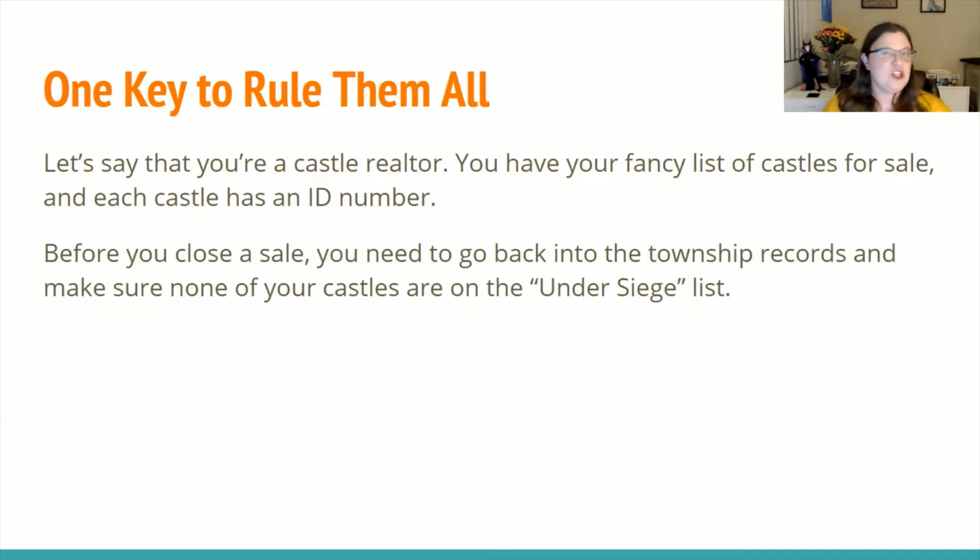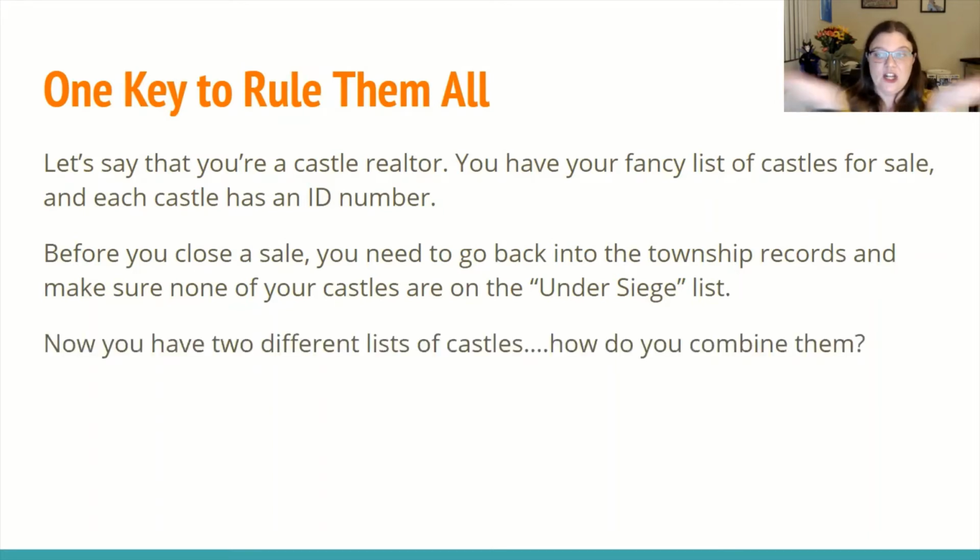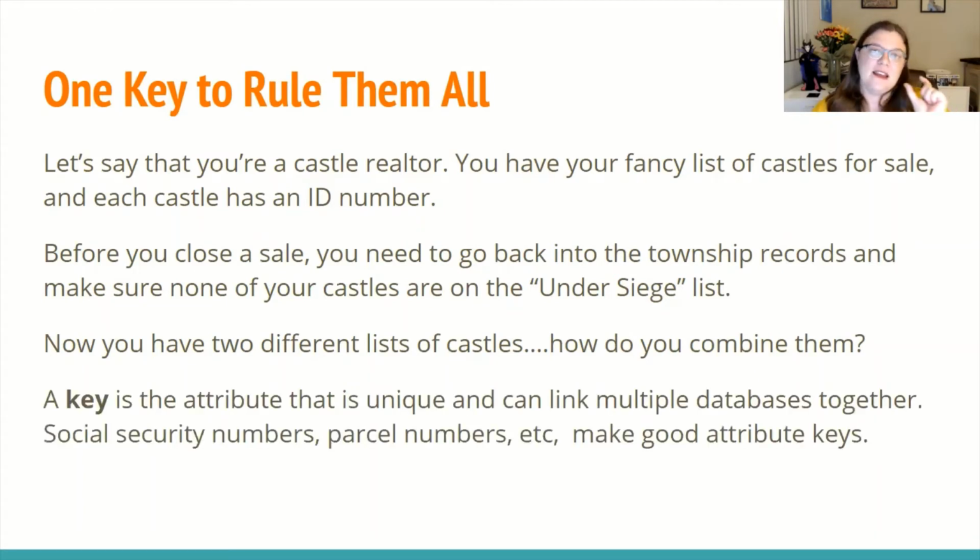So now you have 2 different lists: your list of castles for sale, and the list of castles under siege in your township. How do you get those 2 to communicate? Let's pretend they're both really big, giant files, so you don't want to flip through each one. This is where a key comes in. As you saw on the last one, we had attributes like owner and address. A key is an attribute that is unique and can link multiple databases together. Uniqueness is the important part.